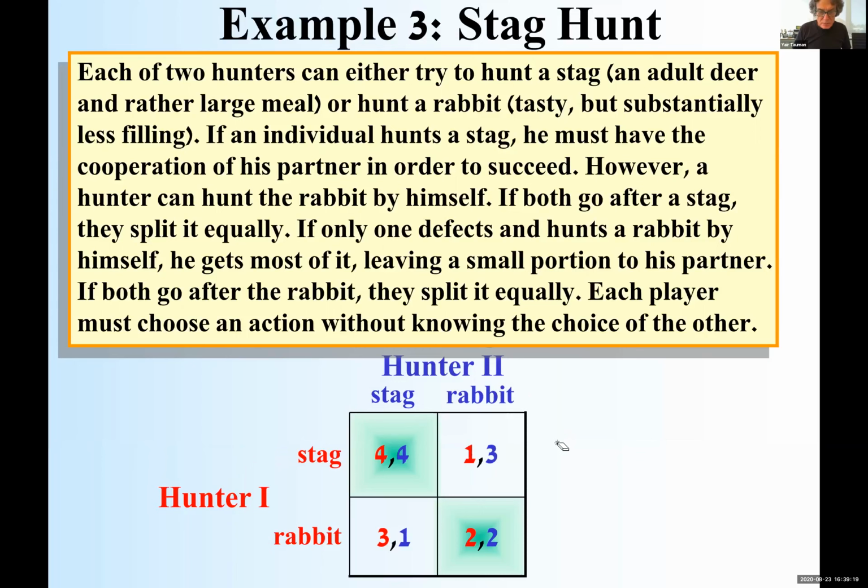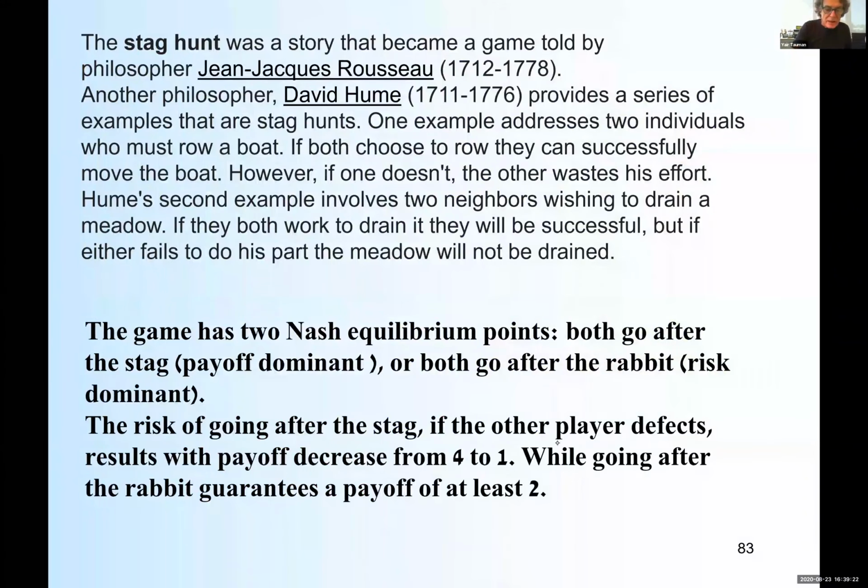Very good. Now, the stag hunt story was a story that became a game told by the philosopher Jean-Jacques Rousseau, who lived in the 18th century, from 1712 to 1778. So already there, they were bothered about the two possible equilibria, and we'll see what's the difference between them. Another philosopher, David Hume, a Scottish guy who lived about the same time, provides a series of examples that are stag hunts in a sense.